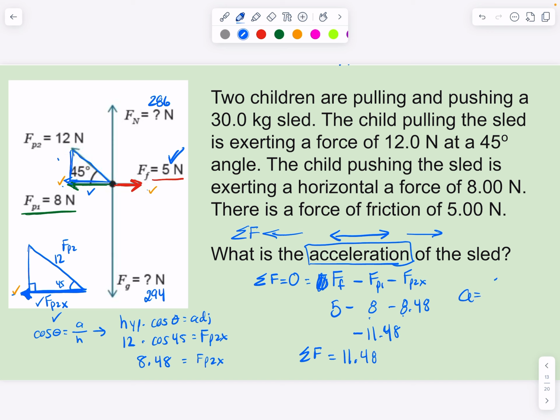Acceleration is found by finding the net force divided by the mass of an object. Well, now we have the net force in the horizontal direction, and we have a mass right there. So our acceleration is going to be equal to 11.48 divided by 30, which is going to be equal to 0.38 meters per second squared. And that's how we solved that very complicated problem, right? There are several parts to that one, so make sure you're getting the idea of how that all works.